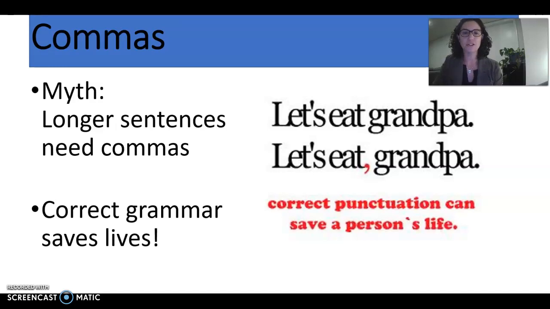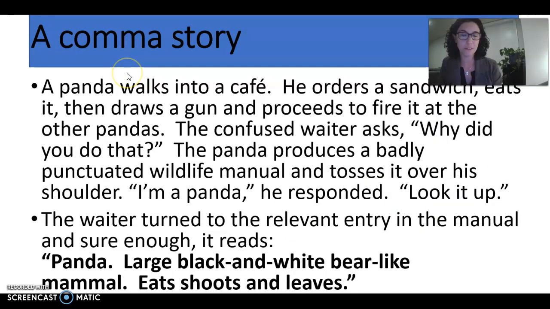When you have a chance, I want you to read my comma joke about the panda. So pause the video and then come back, since I'm not going to spend the time reading it to you. All right, pretty funny, right? But you can see the importance of having a comma in the right place.